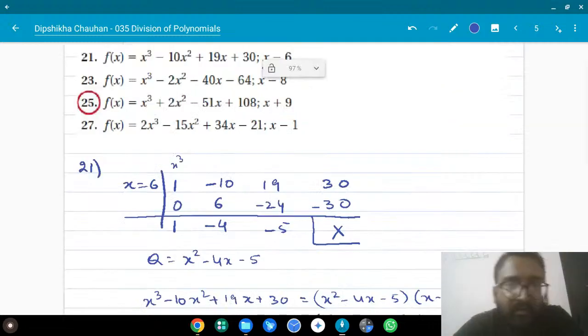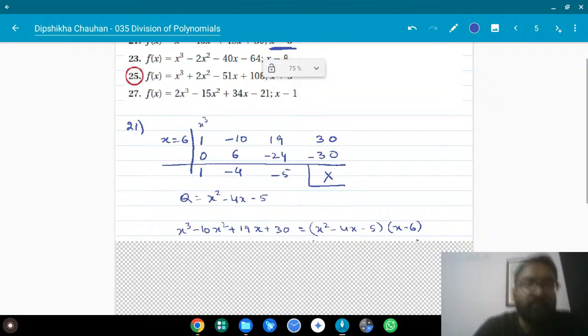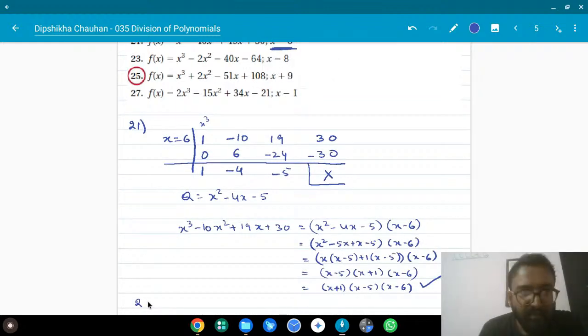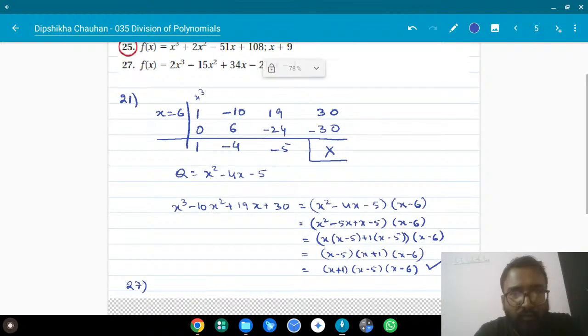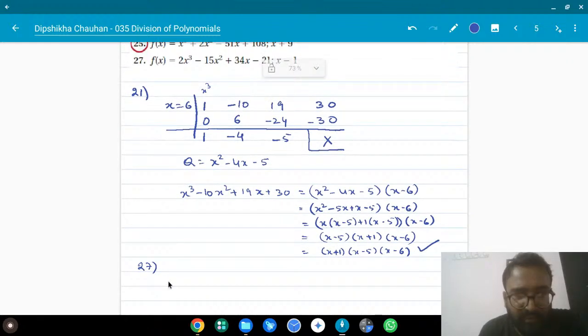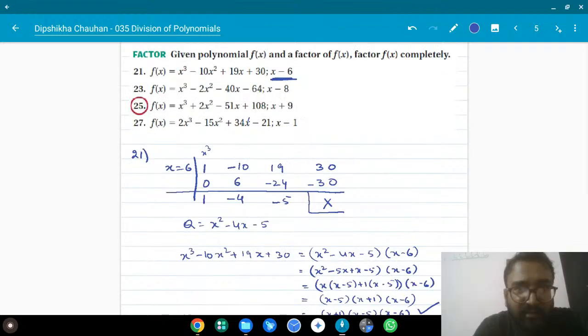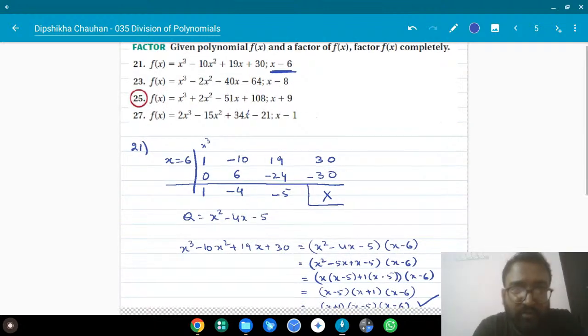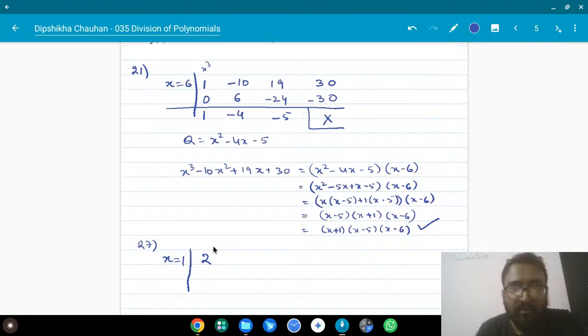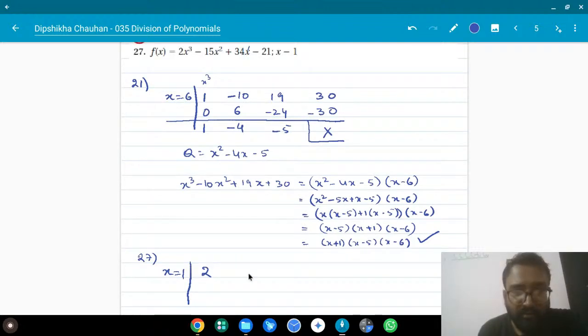Problem 27. It is x minus 1, so you have to take x equals 1, and the coefficients are 2, minus 15, 34, minus 21. Please be careful: it is degree 3, 2, 1, 0, so check if there is any missing term. In the previous problem there was no missing term.